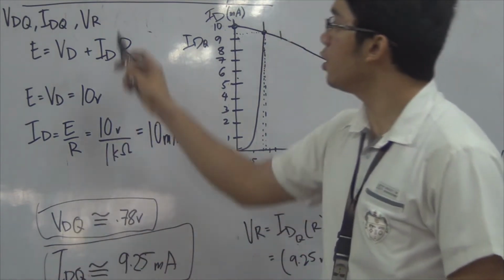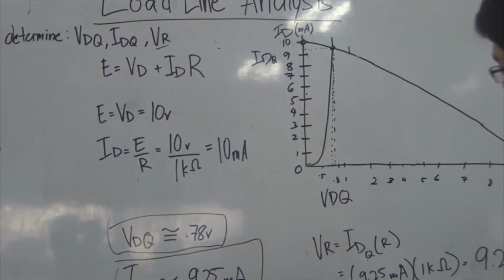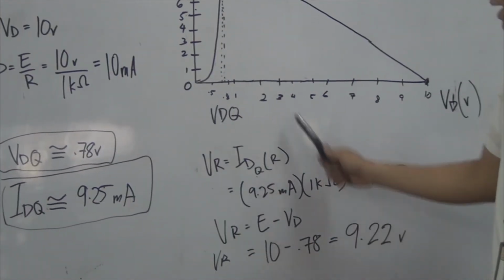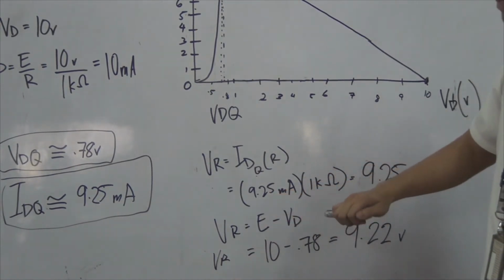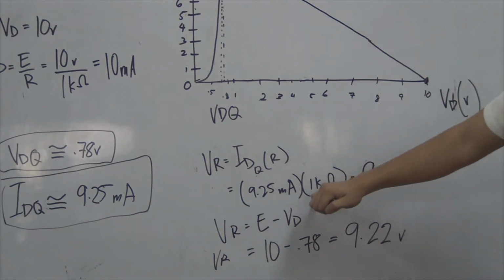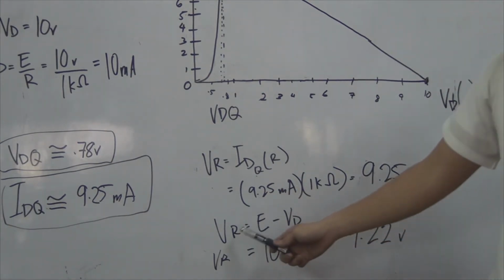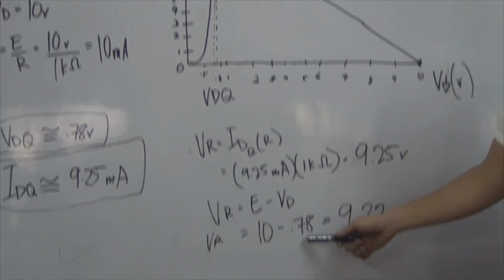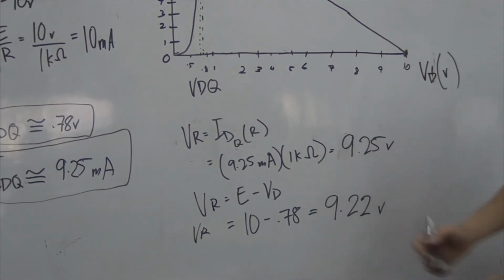Then we'll now determine the voltage across the resistor. To determine the voltage across the resistor, we will multiply IDQ times the resistor, which is 9.25 milliamps times 1 kilo ohm, which is equal to 9.25 volts. Or we can use another equation, which is VR equals E minus VD, or 10 volts minus 0.78 volts, and we will have 9.22 volts.